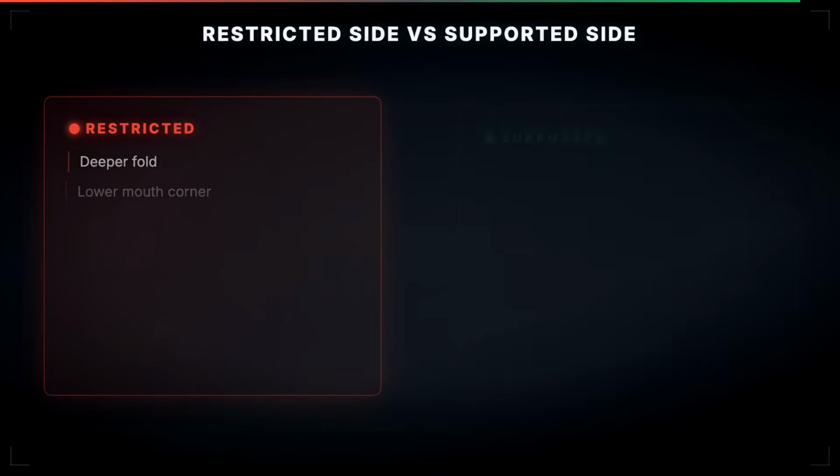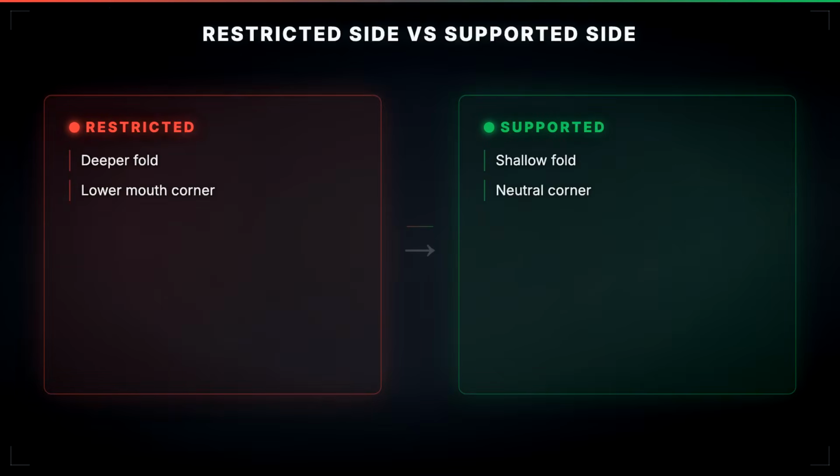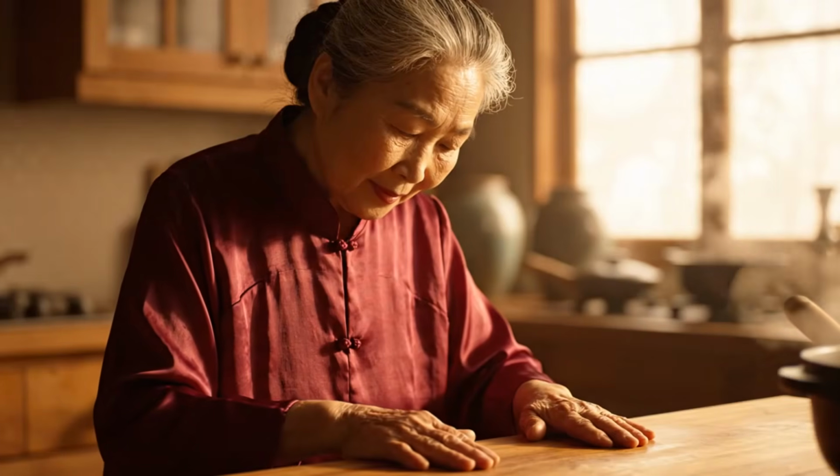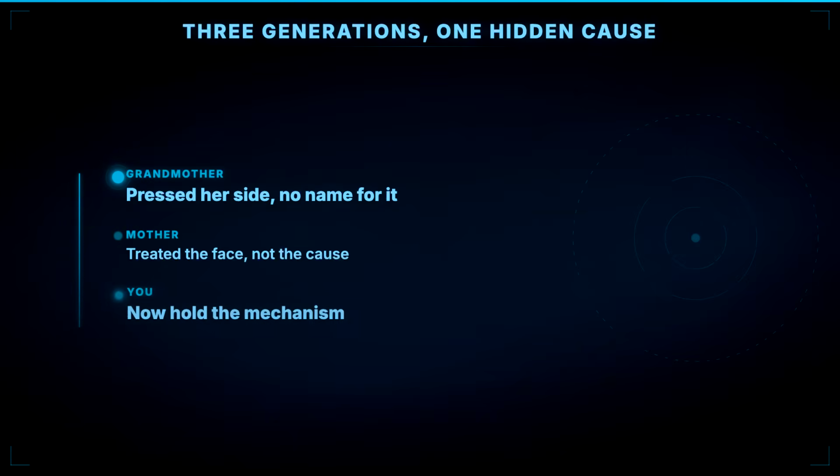The face tissue anchored to that frame receives less support on the restricted side. Over years, that tissue descends further on the restricted side than on the supported side. The asymmetry you see in the photograph from 10 years ago, the side that looks further along, the fold that's deeper, the corner that sits lower, the jaw that looks heavier on one side. That is the face reading back to you the state of the body below it.